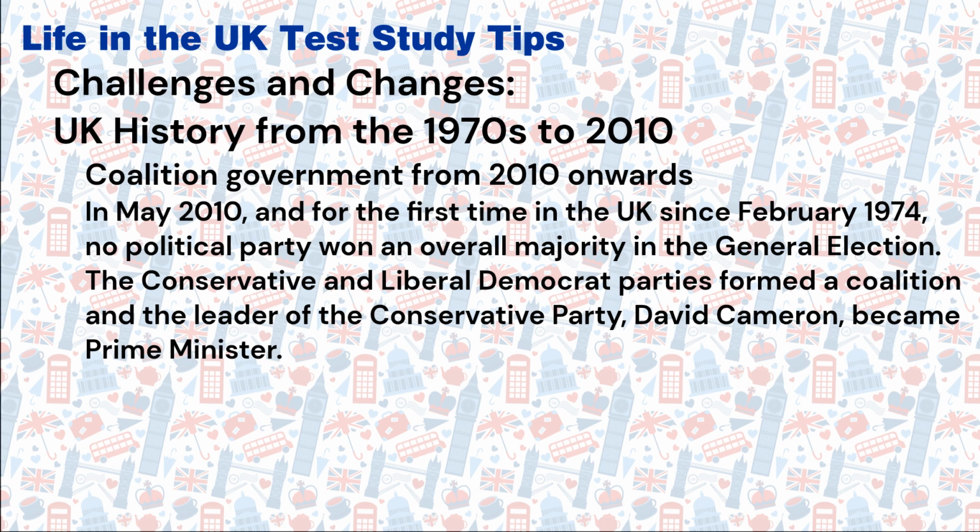In May 2010, and for the first time in the UK since February 1974, no political party won an overall majority in the general election. The Conservative and Liberal Democrat parties formed a coalition, and the leader of the Conservative Party, David Cameron, became Prime Minister.